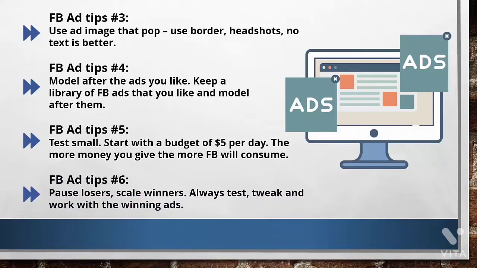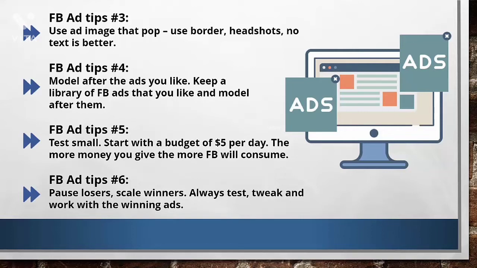Next is tip number 6. Pause losers, scale winners. If you run 5 to 6 ads simultaneously, test them and see which ones are performing well and which ones are not. Pause the ones which are not doing well or tweak them, and always scale up the winners. You can go up to $20 to $50 per day if they are doing good and giving you a good ROI.